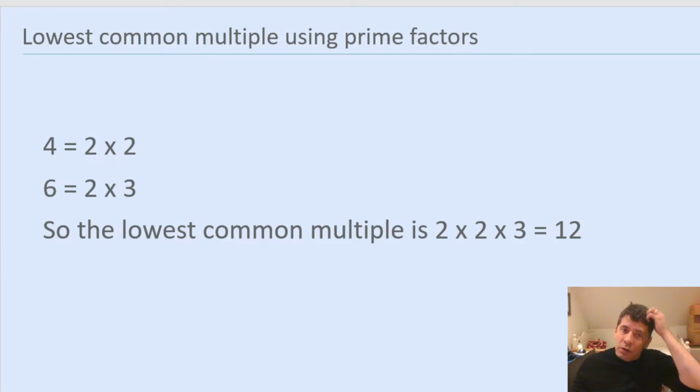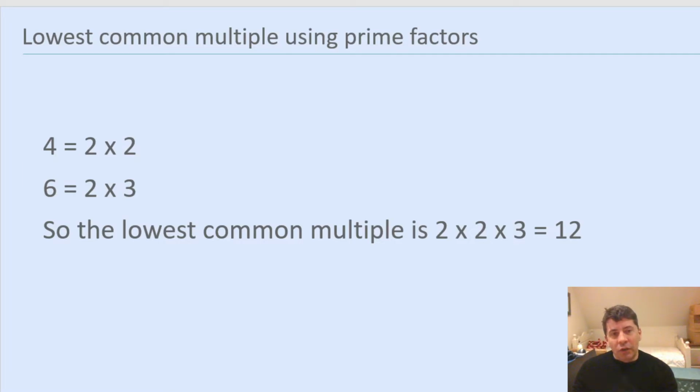So we looked at the lowest common multiple of 4 and 6, and we found out that it was 12. Now let's do it from the recipe. So 4 is 2 times 2, that's the recipe. 6 is 2 times 3. So to make the recipe for the lowest common multiple, we have to take these two 2's from 4 and then this 3 from 6.